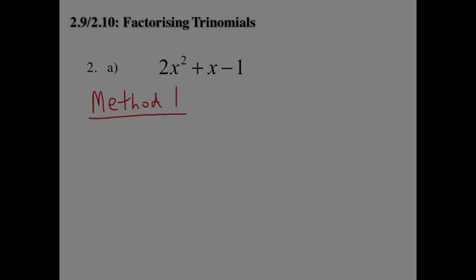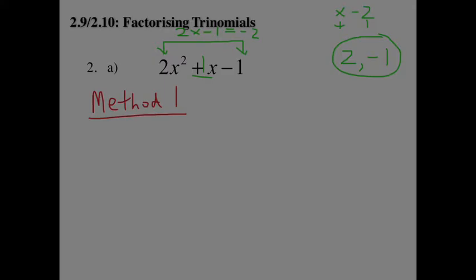And so what I've got to do before I start is I've got to look at my question, and 2 and negative 1 are my outside numbers, and they times together to give negative 2. So I want numbers that times to give -2 and add to give +1. And so the numbers would be 2 and -1 because they multiply to give -2 and they add to give 1.